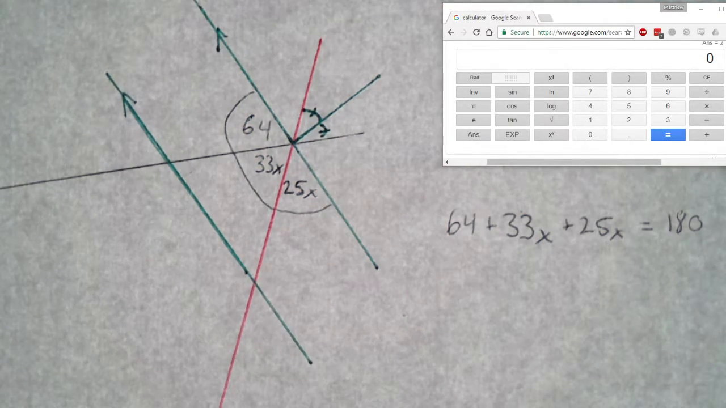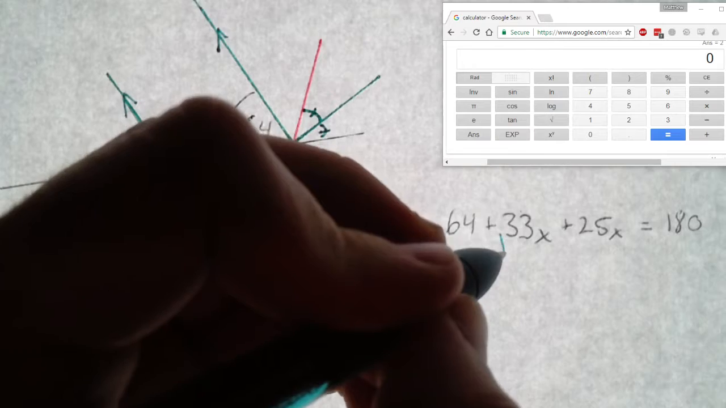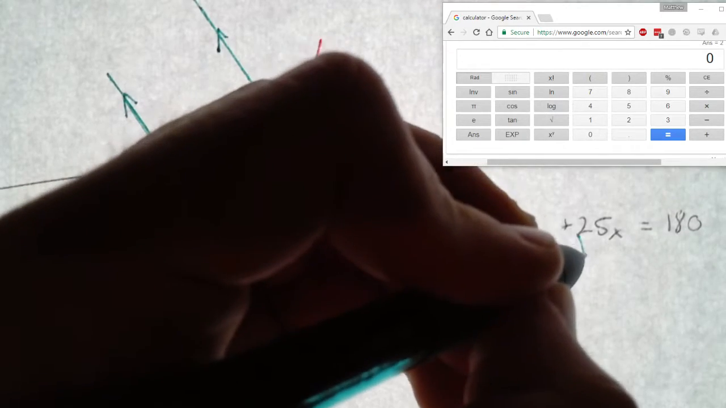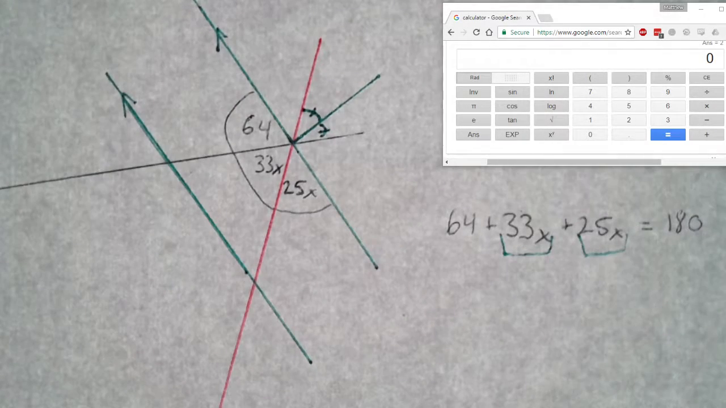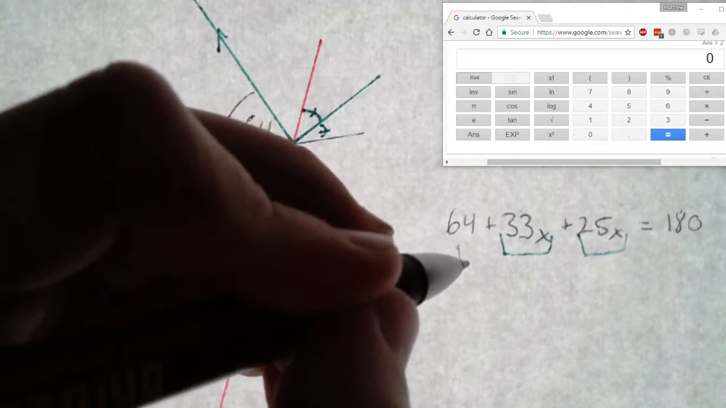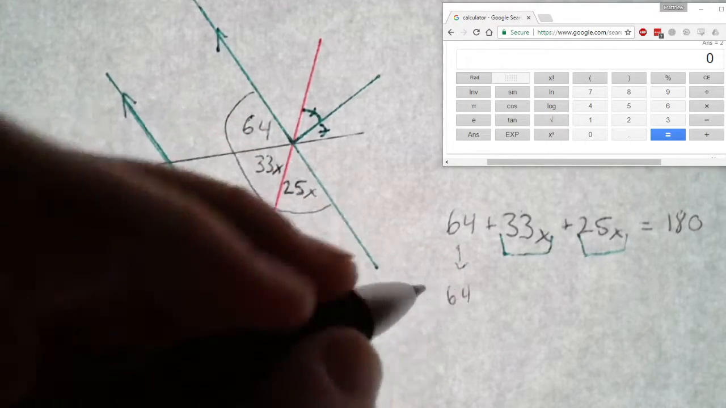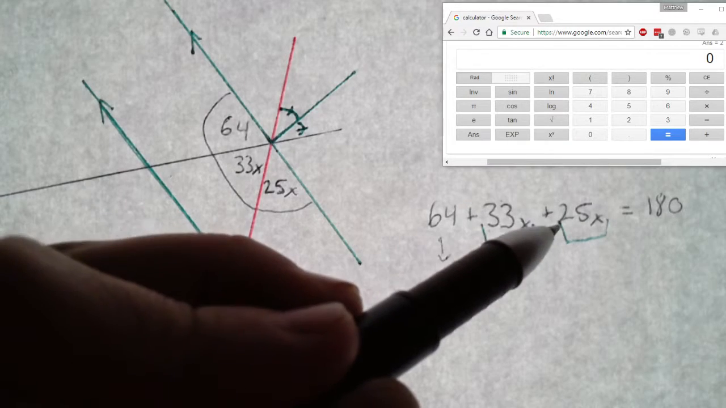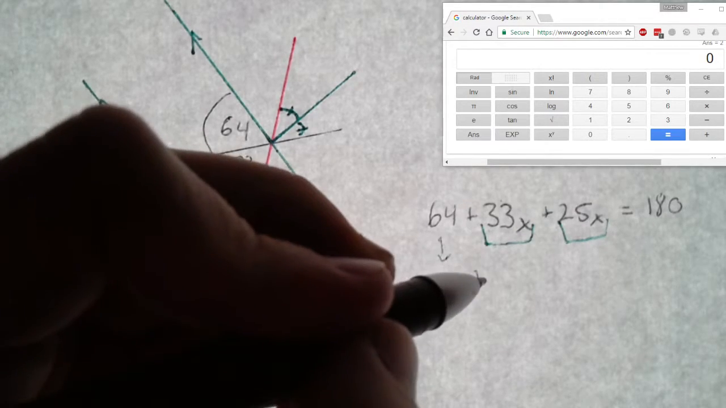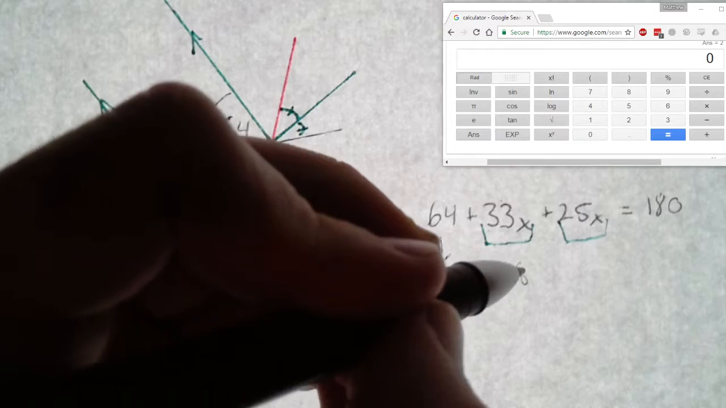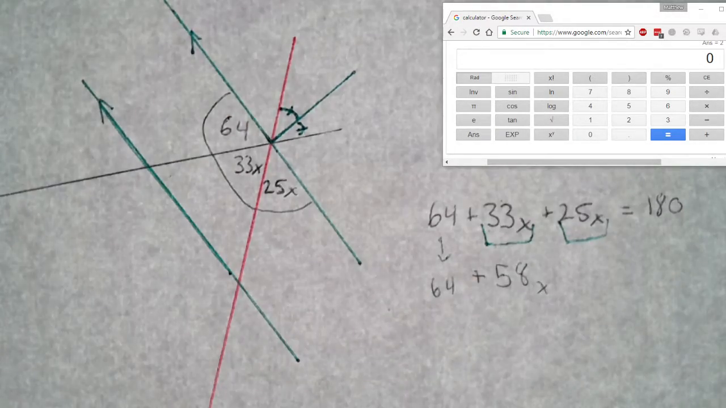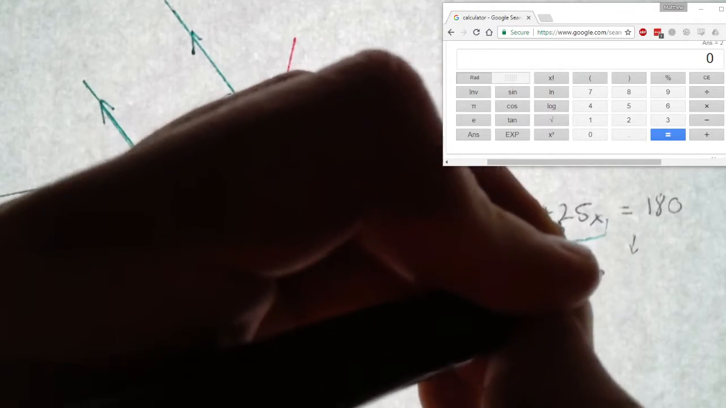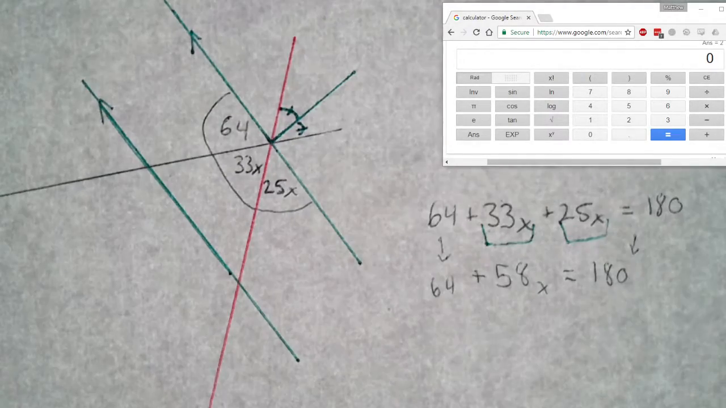Next, I can combine my x's together and bring everything else down. So the 64 will come down. 33x's plus 25x's gives me 58x. And I just bring down this equals 180.